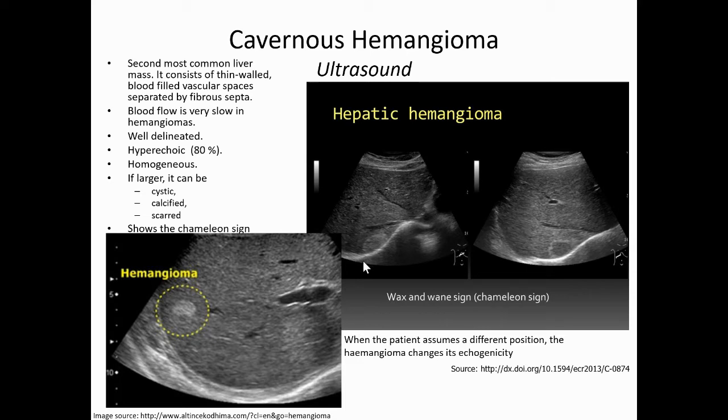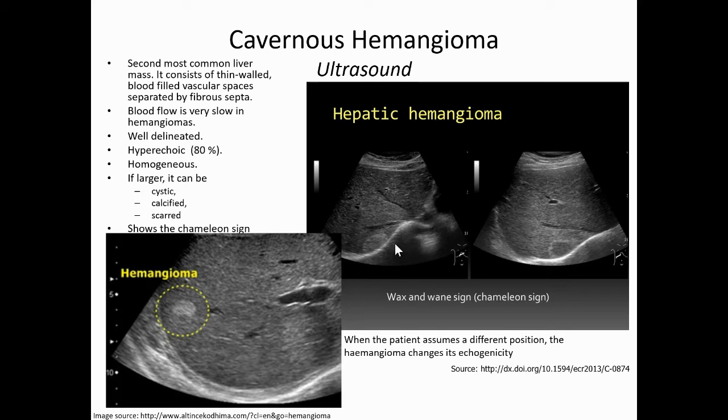That means that if you image the same lesion when the patient is supine, then you will see a sharply demarcated hyperechoic lesion. But if you ask the patient to turn on his left, for example, then the blood flow will change in the hemangioma, and so the appearance will change at ultrasound. So the same lesion will now become hypoechoic and will have a hyperechoic rim.